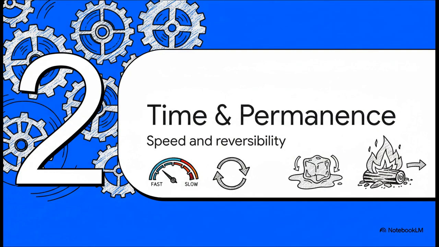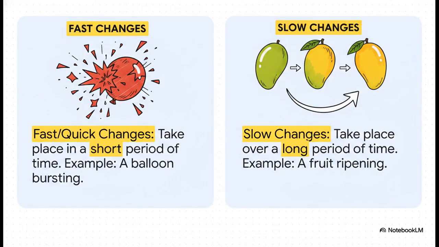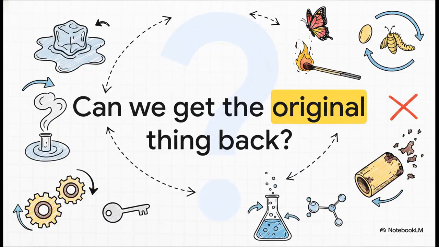All right, so we've talked about what causes a change. Now let's look at some other key details, like how fast it happens and, more importantly, can we reverse it? I mean, some changes are crazy fast, right? A balloon bursting, bam, it's over in a split second. But then you have something like a piece of fruit ripening that takes its sweet time, unfolding over days or even weeks. And this brings us to a really, really important question. Can the change be undone? Can we get back what we started with? The answer to this is a huge clue about what's really going on.